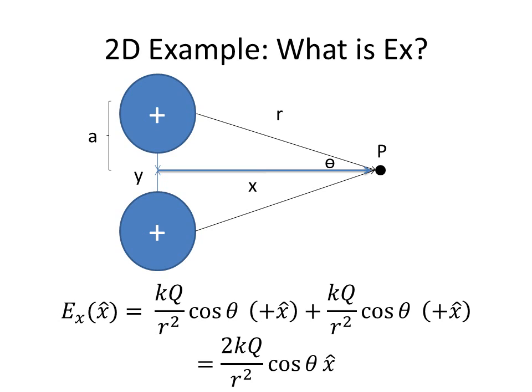The component from the bottom point charge is equal to kq over r squared cosine theta in the positive x direction. The component from the top point charge is the same, meaning that we can determine the final electric field by adding them together. However, we are now left with two variables that were not given to us in the initial problem, r and theta.